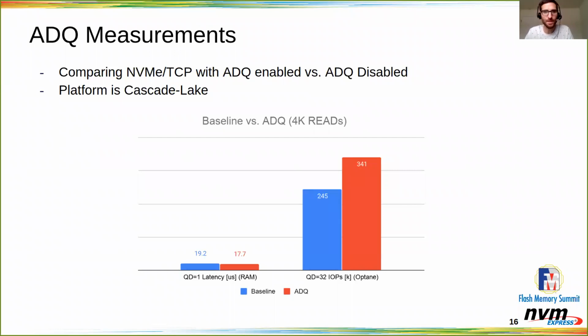So here are some of the measurements of NVMe TCP with ADQ enabled or disabled. And the latency at QD1, I forgot to mention, is the added latency on top of the media itself. The transport overhead right now with ADQ is 17.7 microseconds. It could be less depending on the CPU class also. And on QD32, we actually get a massive improvement of almost 30%, if not more, from 245 KIOPS to 341 KIOPS in a single thread.